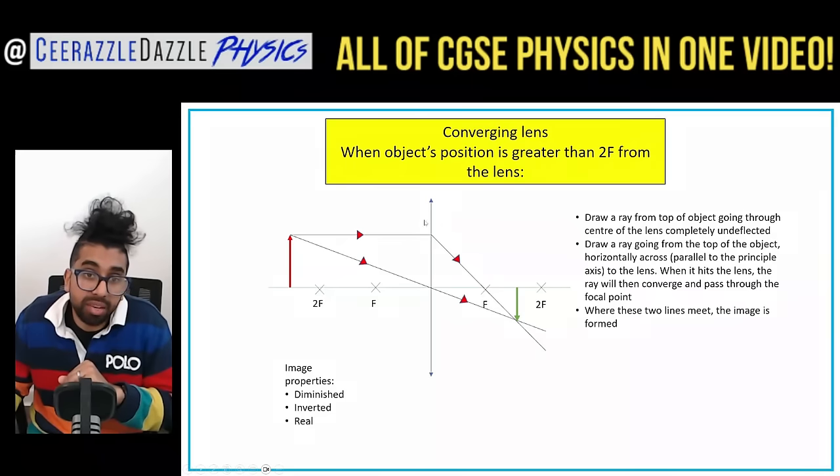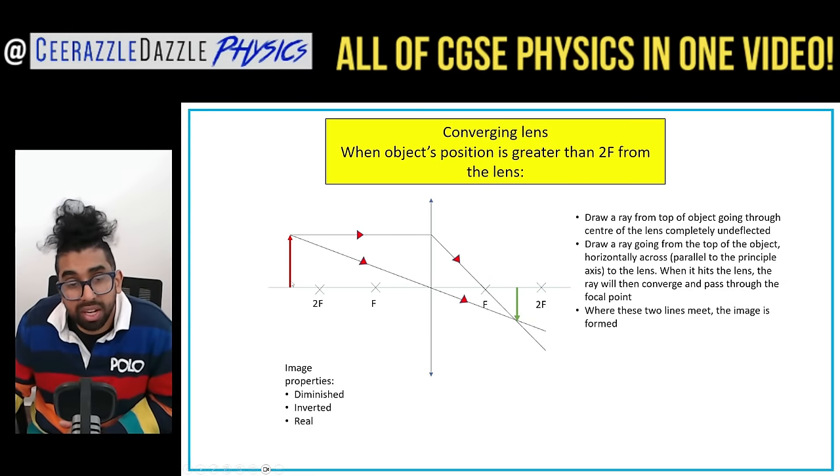Let's say you were to draw ray diagrams right now for lenses. So first of all, this looks a bit complicated at the start. You have the lens in the middle, you have a principal axis over here. You've got the focal point, F, which is symmetrical on both sides, and 2F, which is double the focal point on each side as well. So the object is the red one. So first of all, to draw this, you draw one ray of light from the top of the object directly for the center of the lens.